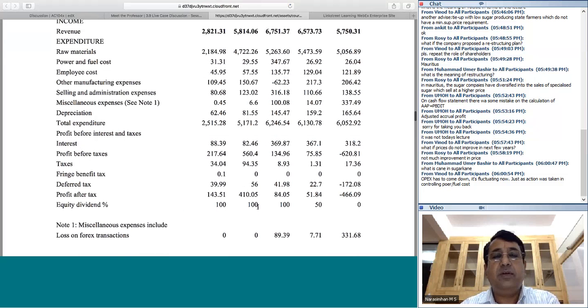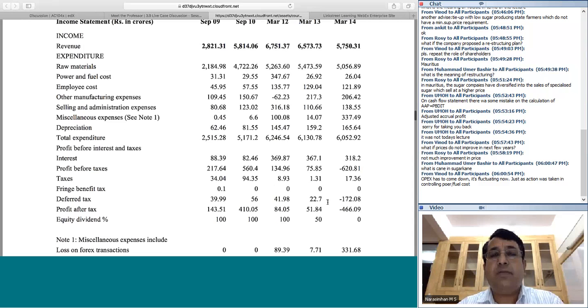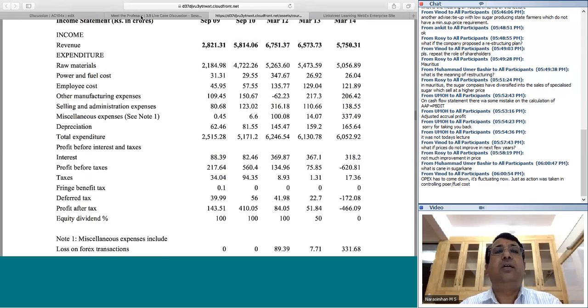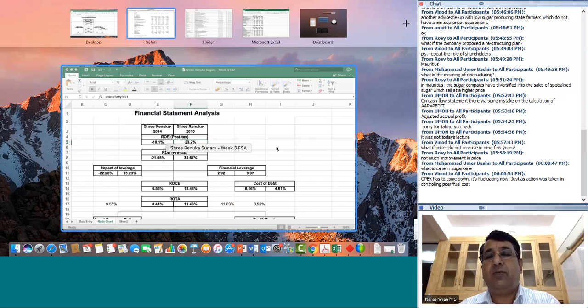So this company has given so much equity dividend: 100%, 100%, 100%, and 50%. In 4 years, the company has given a very huge equity dividend. Here is the basic problem. I will get back to my chart mode so that I can watch this.